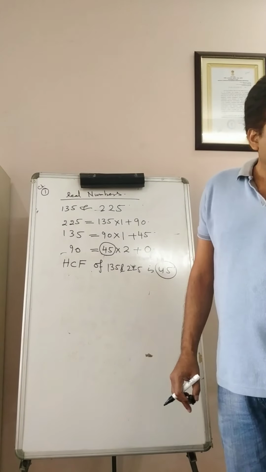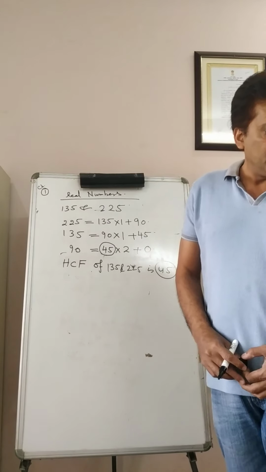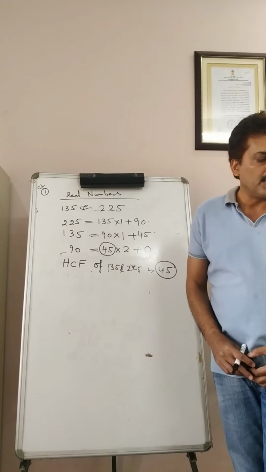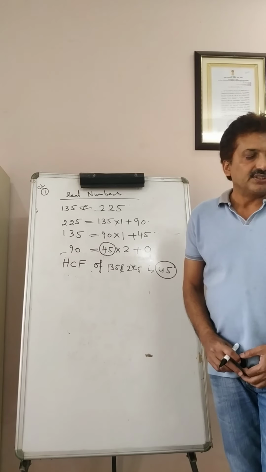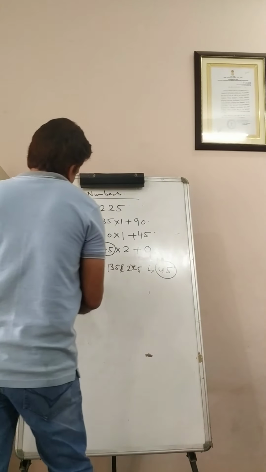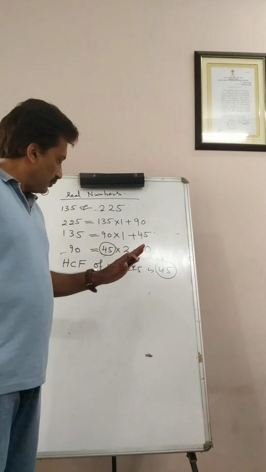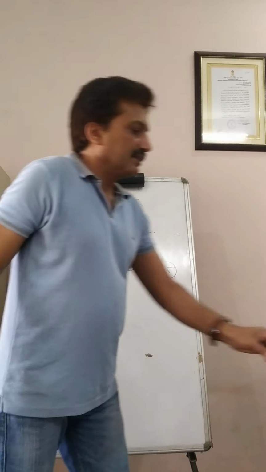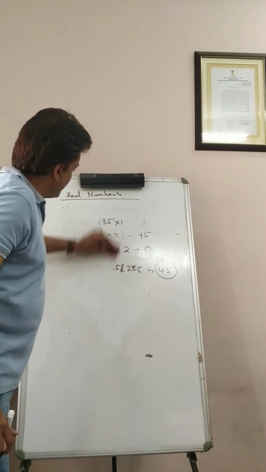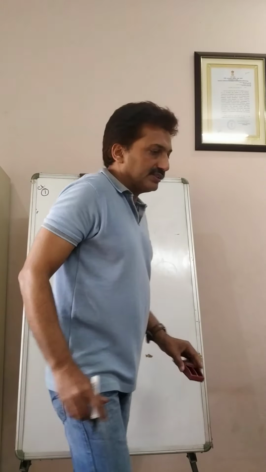Now we are coming to the second topic of this chapter, that is the fundamental theorem of arithmetic. This is the method which is used to find the LCM and HCF of two or three numbers. I hope that each of you is in a position to find the HCF and LCM by the method of factorization of these numbers.